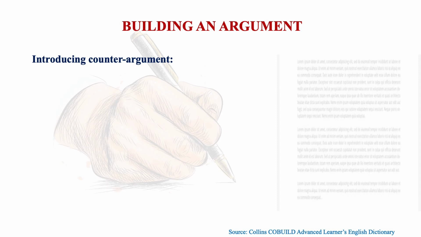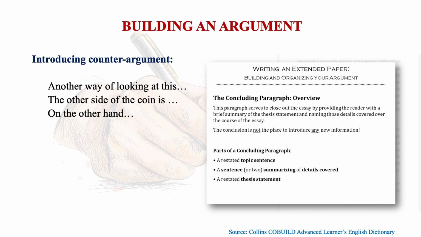Then similarly, if you want to introduce a counter argument, you do not agree with certain things. Okay, so there are again ways how you can do that. You can make use of phrases such as "another way of looking at this is so and so," or "the other side of this coin is so and so," or "on the other hand." So these are the phrases which are used to expand the body part. I'm talking about the second component of a composition, which is the body part.